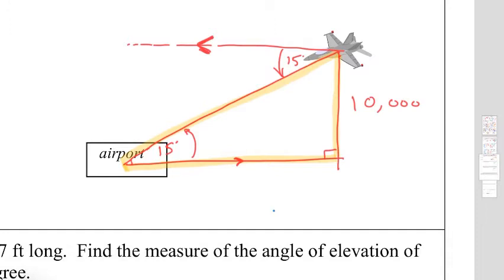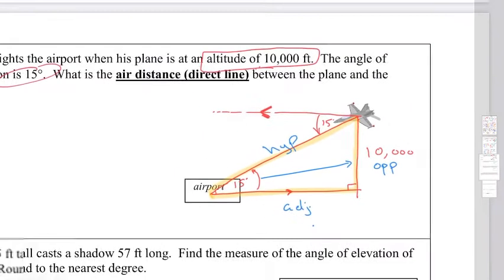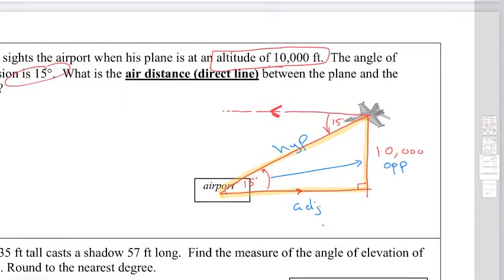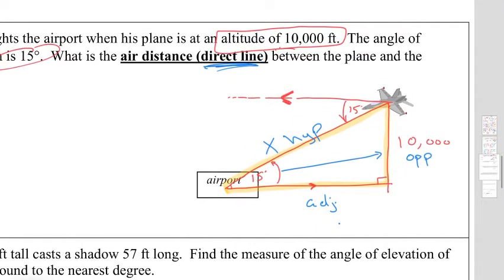That's how I'm going to label my diagram. This is my angle of reference, and across from my angle of reference is always the opposite side. Across 90 is the hypotenuse, and then the adjacent. It wants the direct air distance, so I'm going to label the hypotenuse x. That's what I'm looking for. The equation that has both the opposite and hypotenuse is going to be sine.